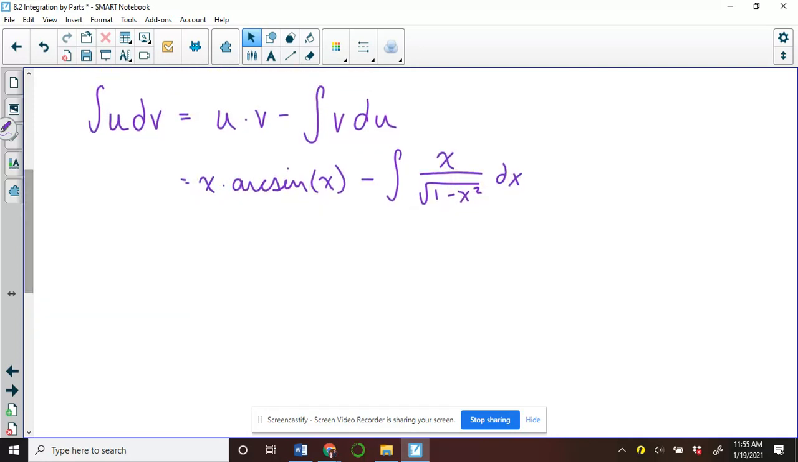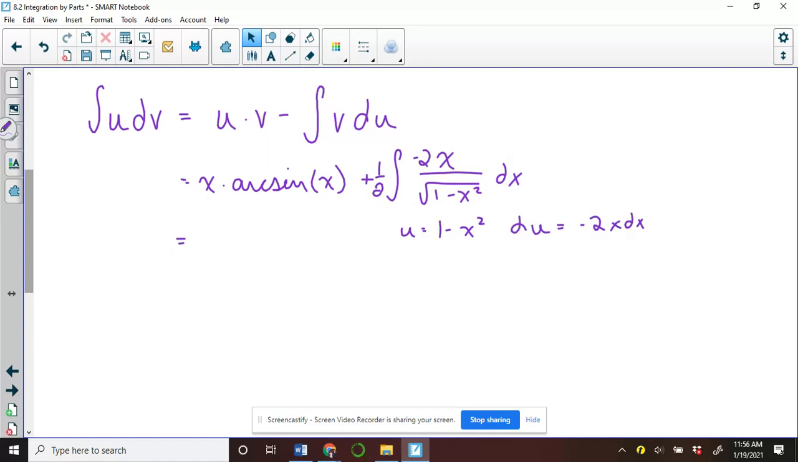To integrate, we need to use u substitution. u is 1 minus x squared. The derivative of u, which is probably a little bit confusing because we're switching things up here and using the same variable, but if you don't like that, you can use w's and dw's if you would like. And du is negative 2x dx.